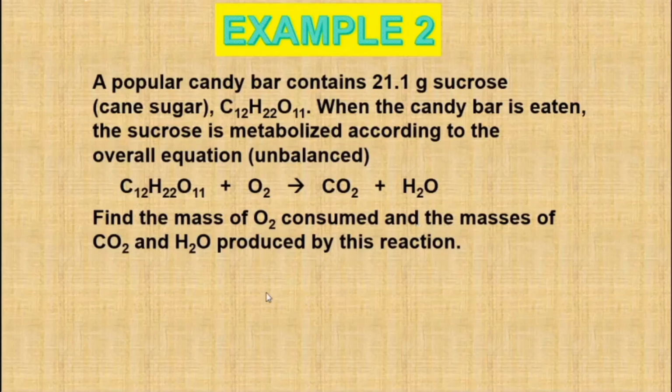Okay, example 2. A popular candy bar, and don't ask me what candy bar this is, it remains unknown, contains 21.1 grams of sucrose. Sucrose can be found mostly in cane sugar, with the molecular formula C12H22O11. When this candy bar is eaten, the sucrose in the cane sugar is metabolized according to the given equation here. And do keep in mind, this given equation is unbalanced.